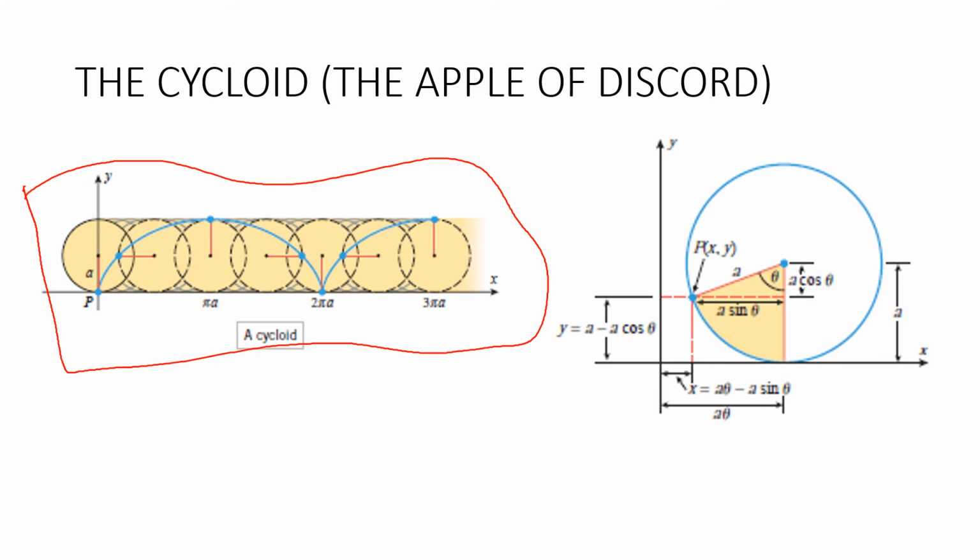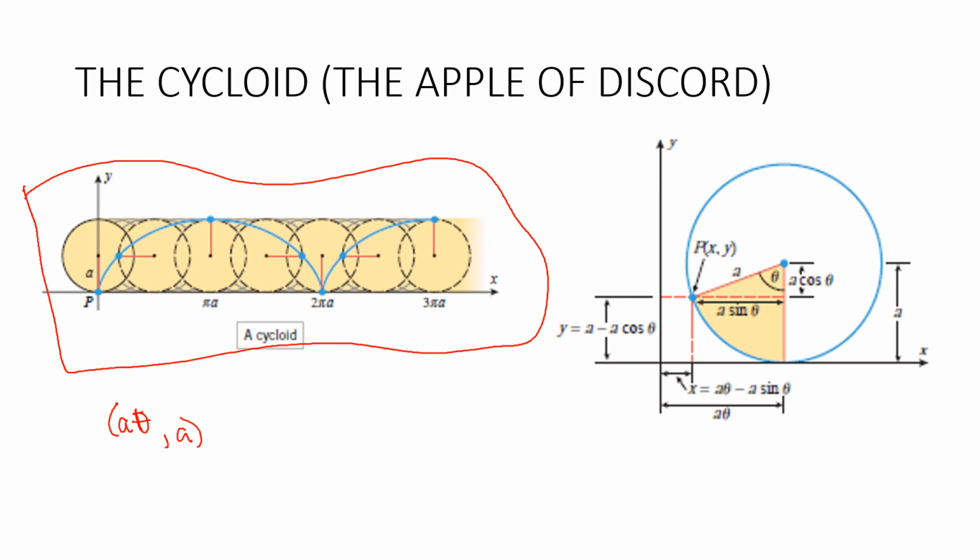And the circle moves a distance a theta along the x-axis. Therefore, as suggested with this figure, the center moves to the point (a theta, a).